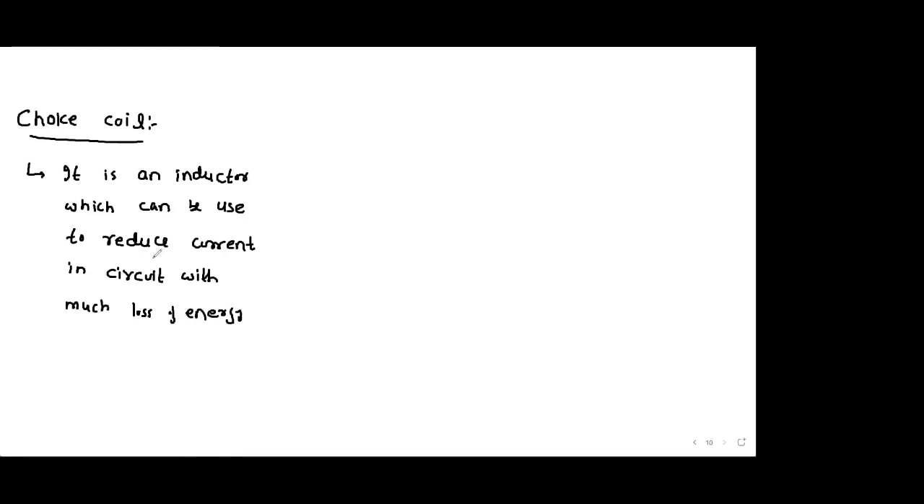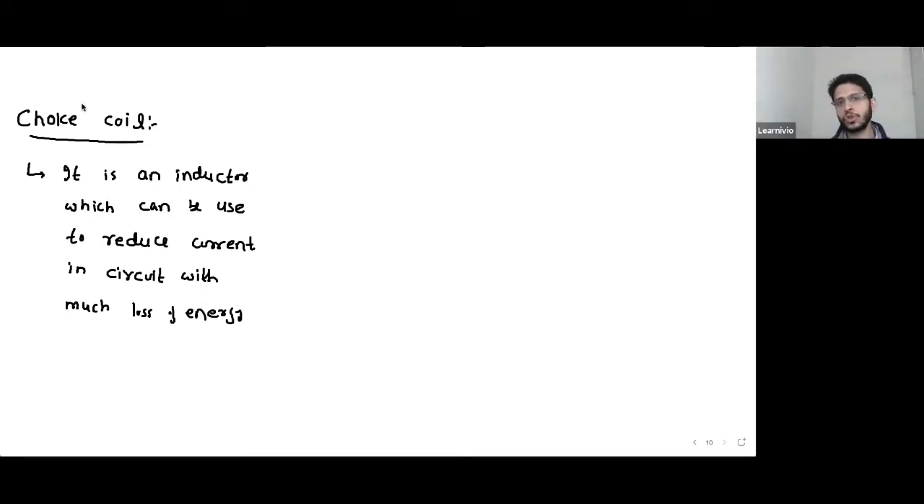See, to reduce current, you can even use a resistor, but a resistor has certain limitations. A resistor reduces current, but a part of the electrical energy is wasted as heat because the resistor gets heated up. But instead of a resistor, if you use a choke coil, then you can control current in the circuit. You can decrease current without any actual loss of power. There's no power dissipation; the power dissipation is minimum.